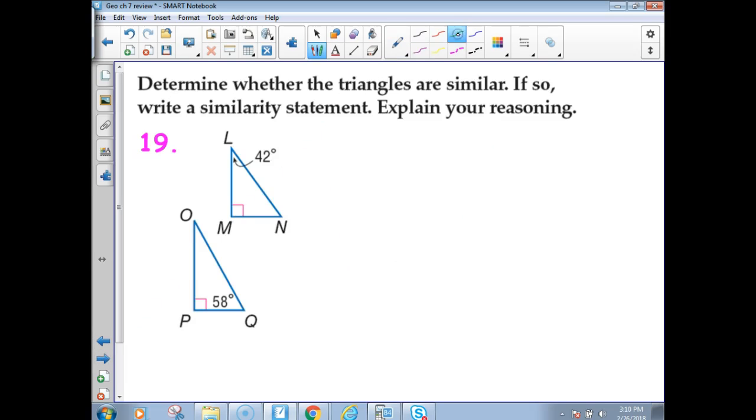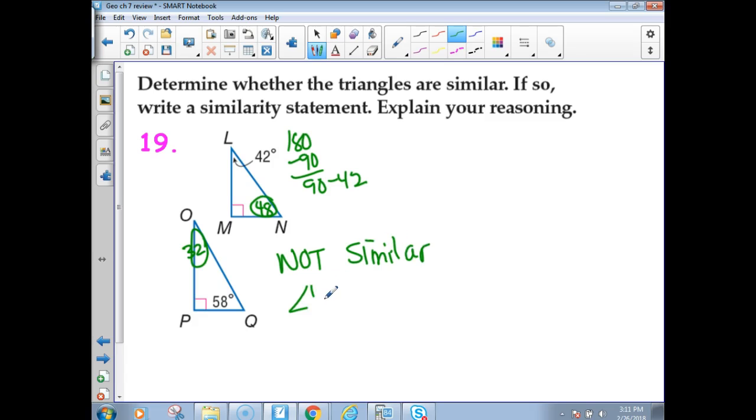Okay, 19. That's 42. I need to figure out either that angle. I have to see if these angles are the same. So 180 minus 90 is 90. And then if I take away 42, that's going to be 48, isn't it? And if you did the same thing down here, this is only going to be 32. So they're not similar. And the reason is corresponding angles are not congruent.